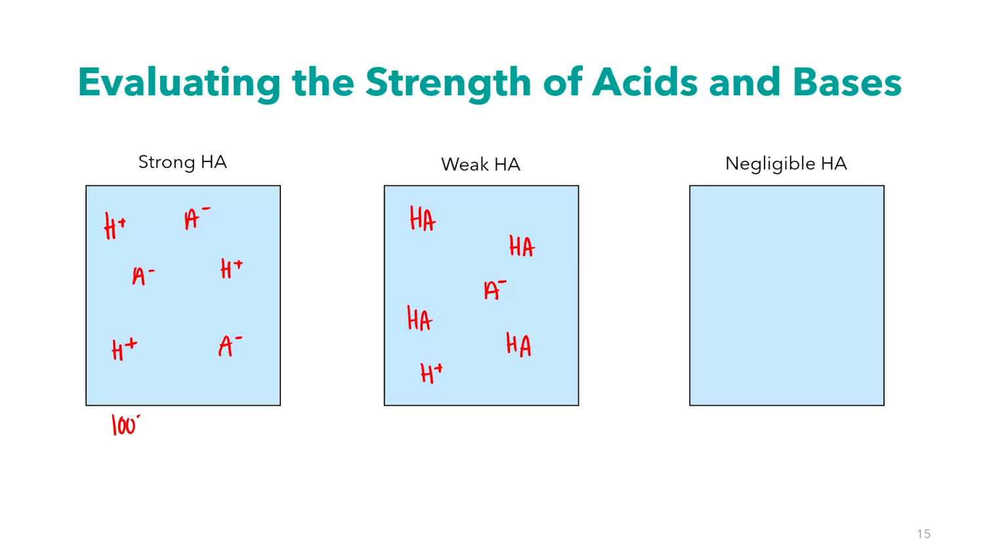We'll say 100% dissociates. Here, you know, let's say 1%. We'll say a small percentage. We won't quantify it yet. Small percentage dissociates. A negligible acid is one that doesn't dissociate at all. So I should have no H plus in here.